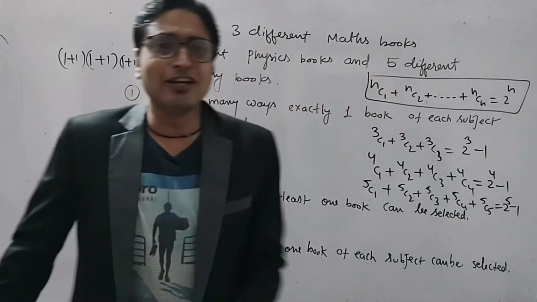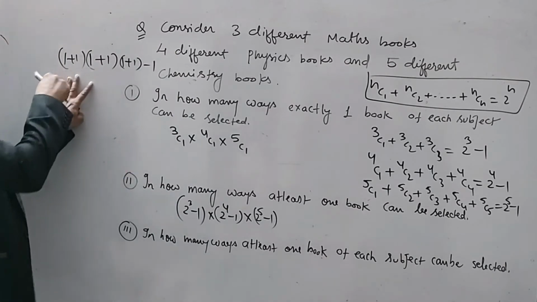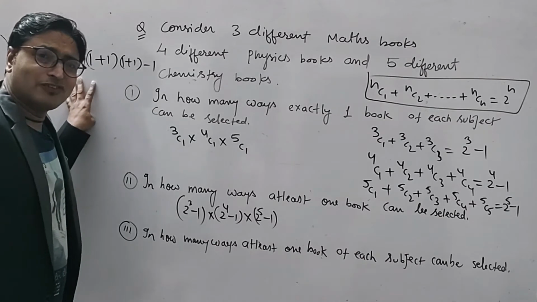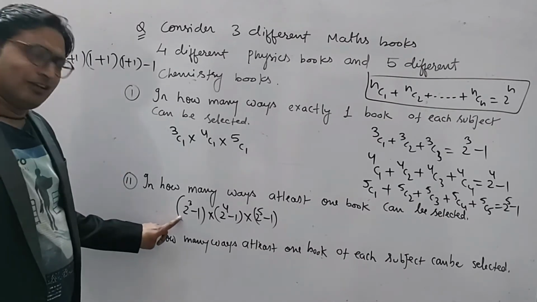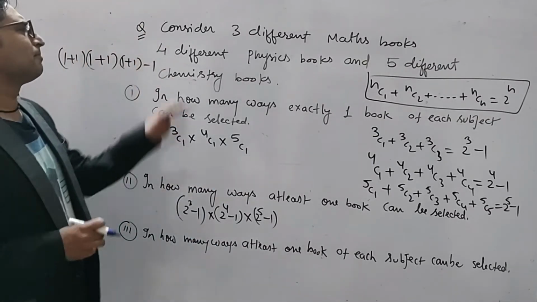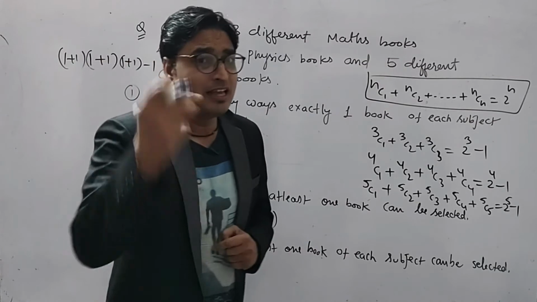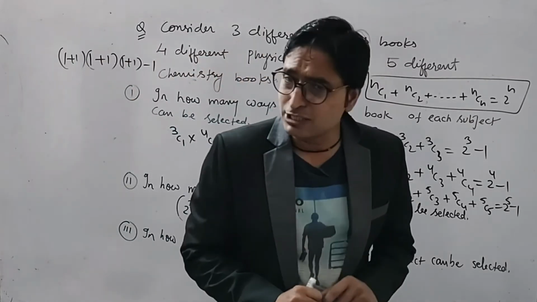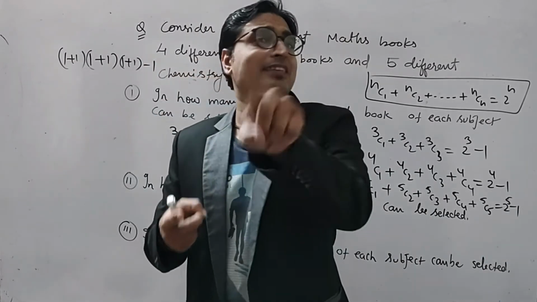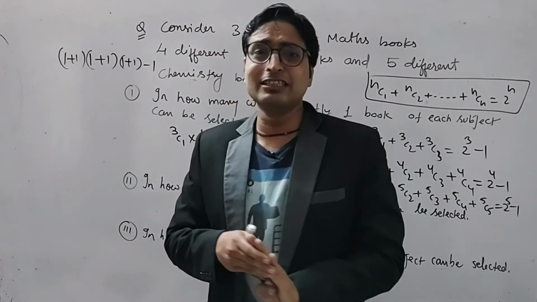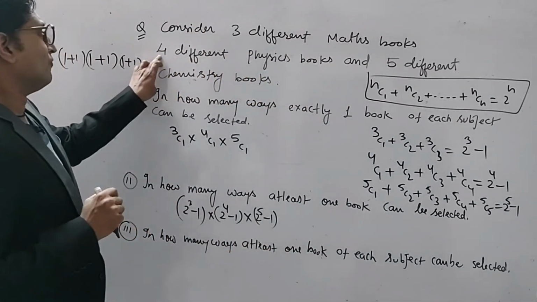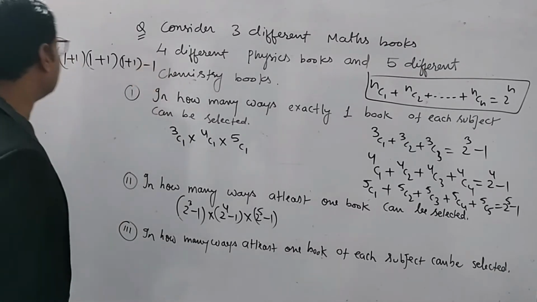So you can also think in this manner that for each book of math, there will be 2 options. One for selection, one for rejection. So it will be 2 to the power 3 minus 1. Again, the same concept we can apply for 4 different physics books. If you pick the first physics book, you have 2 options. Again, one rejection, one selection. One through which you can reject the book, and with one option you can select the book. So for the first book, 2 options are there.